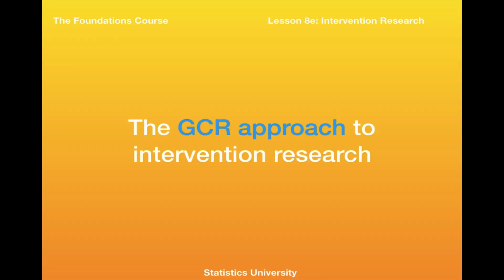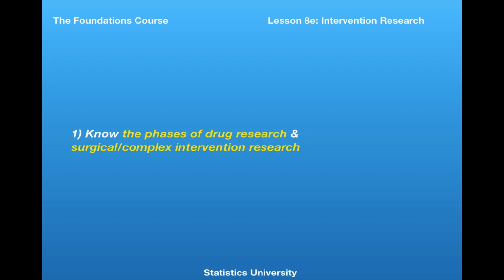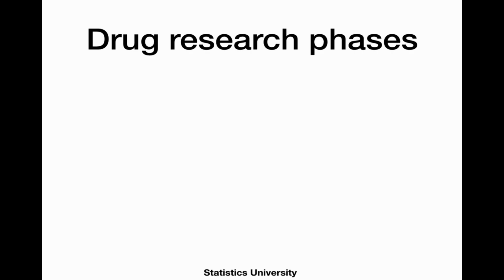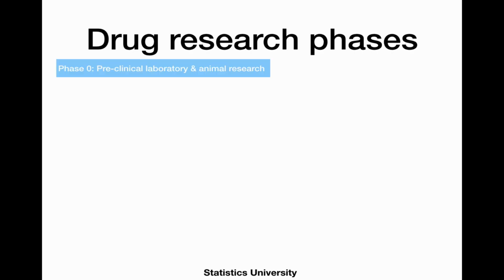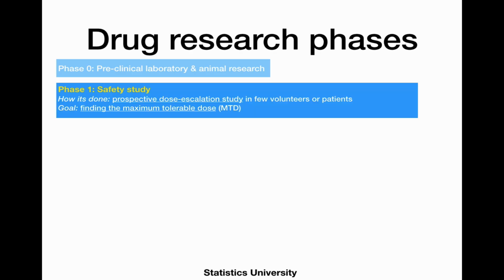The GCR approach to intervention research starts with the first principle that we have to know the phases of drug research and surgical or complex intervention research. We will start with the well-known drug research phases. Phase 0 is actually preclinical laboratory and animal research, which will not be discussed during this lesson. Phase 1 is a safety study, and usually it's done through a prospective dose escalation study in a few volunteers or patients. And the goal of this study is to find the maximum tolerable dose.